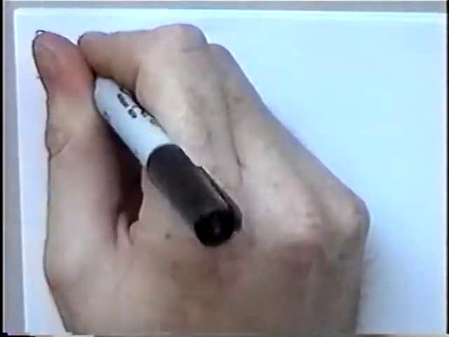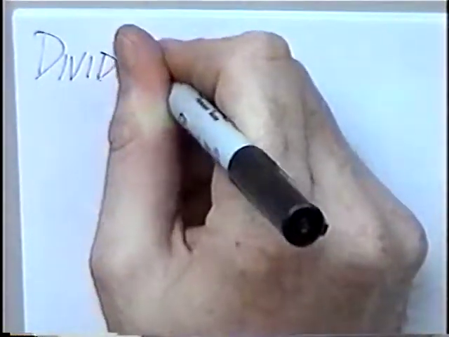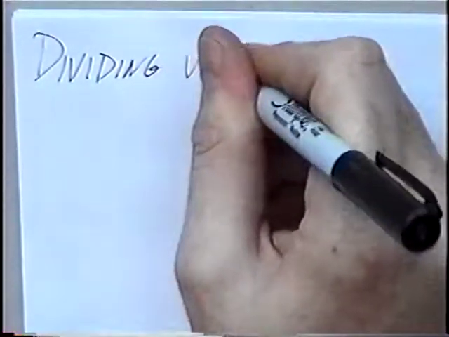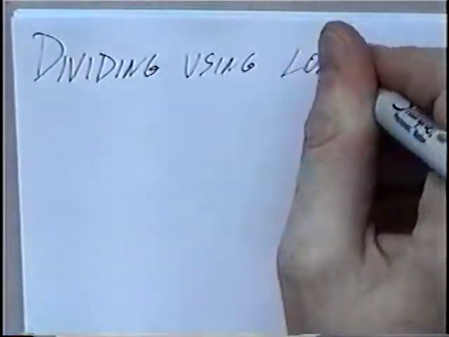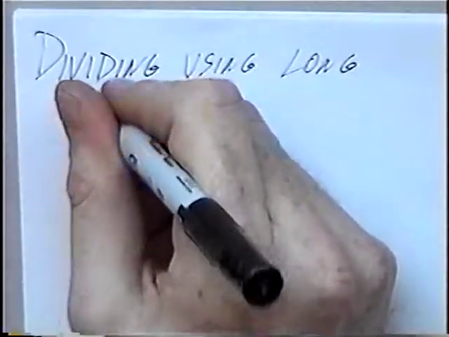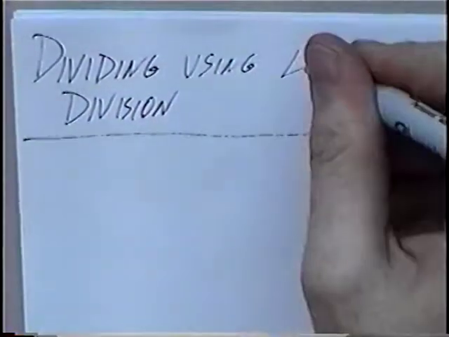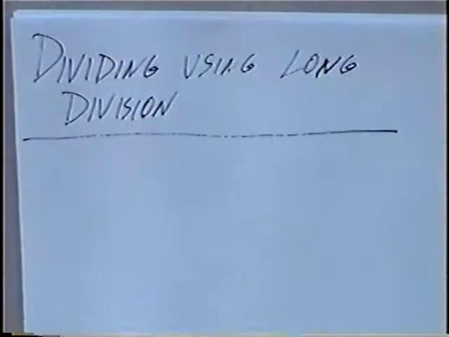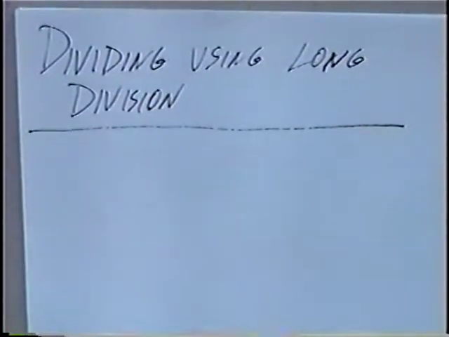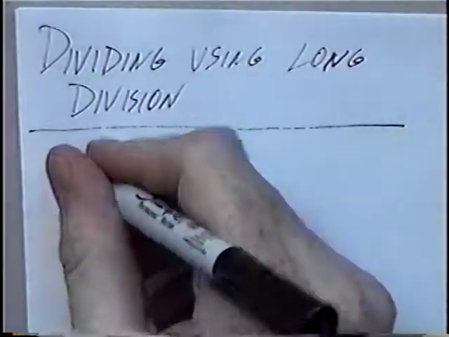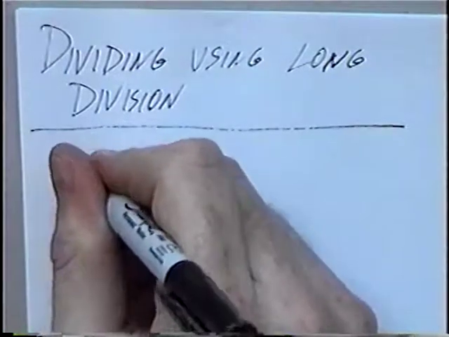Title of the last section today is Dividing Using Long Division. In this section, we'll divide polynomials using long division. First question is a question without variables.